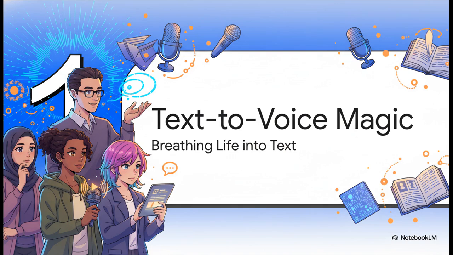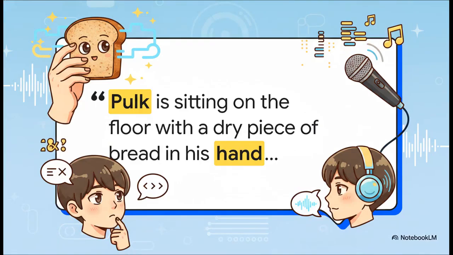Section 1, the magic of text to voice. Okay, so what's the actual magic here? It's using AI to instantly translate written characters into spoken words, but with human-like intonation and emotion. It's not just a robotic voice reading words off a screen anymore. It's about real digital storytelling.